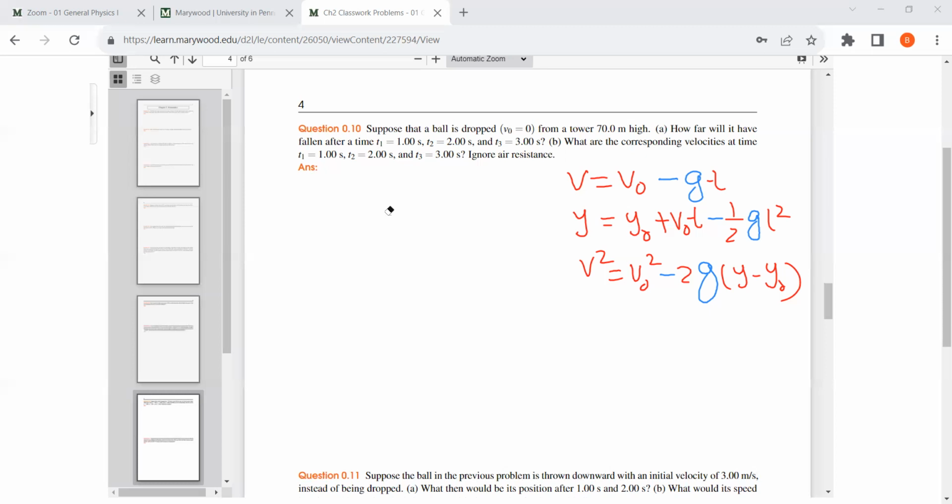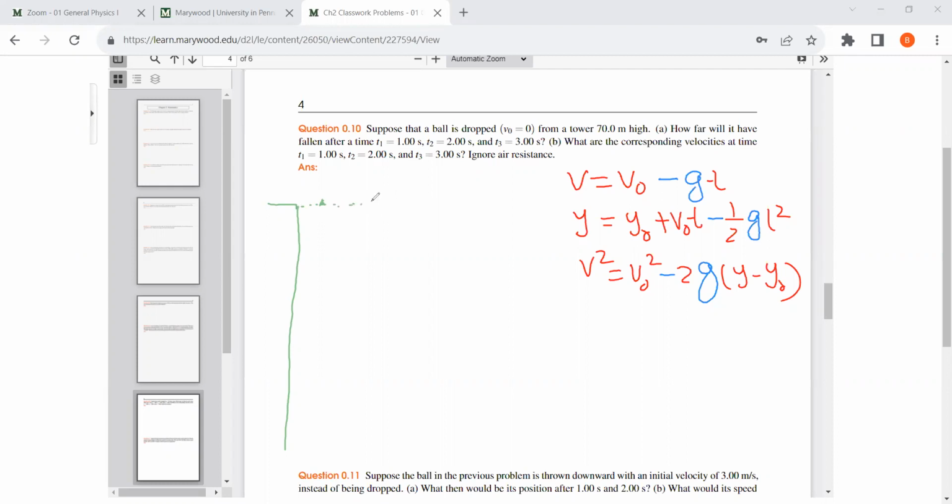Ignore the air resistance. Okay, all right. So when we, okay, let me draw the situation. Let's say this is the tall tower, 70-meter long tower. So the ball is dropped from this point.